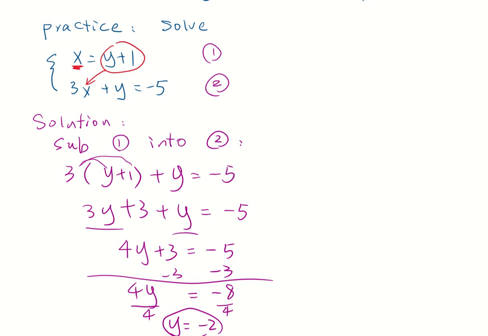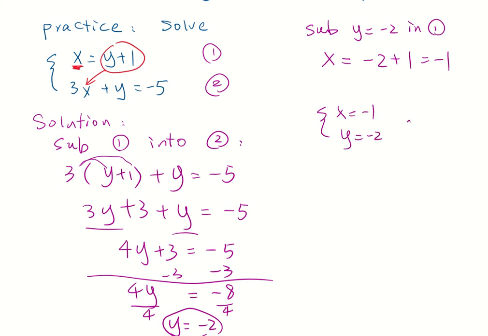Now you want to solve for x by replacing y with -2. So sub y equals -2 in equation 1, I have x equals, instead of y, I'm having -2 plus 1. That's -1. So my solution is x equals -1 and y equals -2. Or if you want to represent it in the ordered pair, you will have -1, -2.